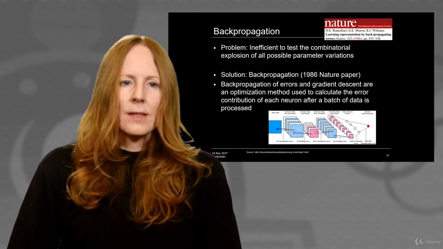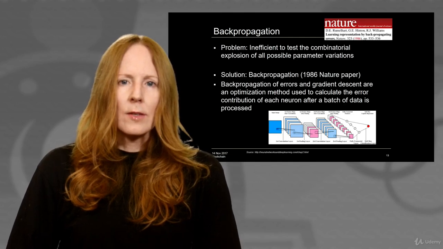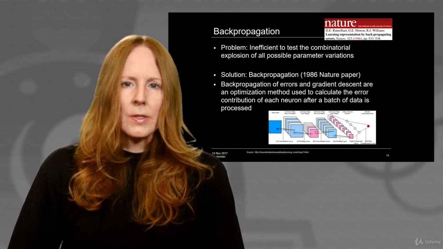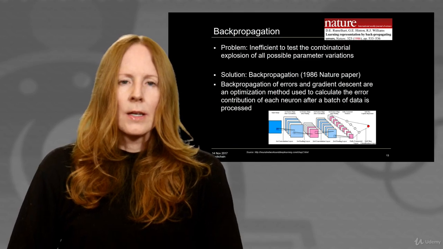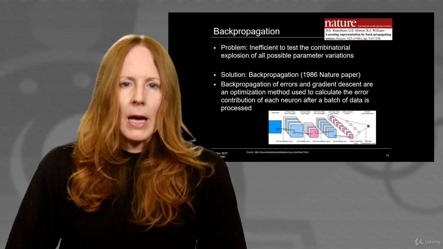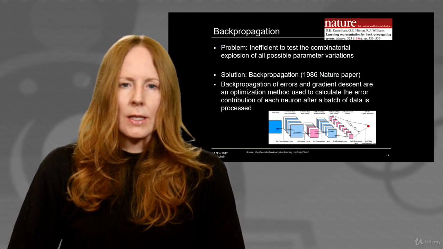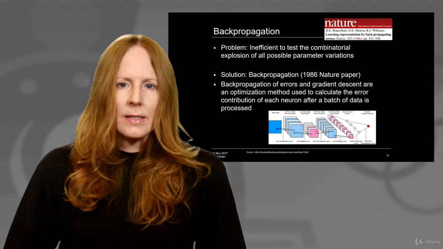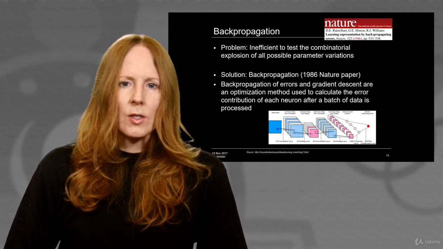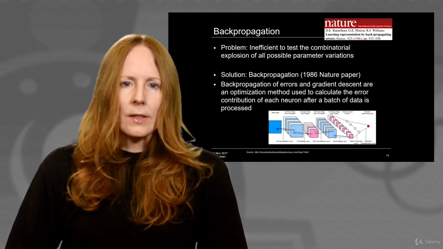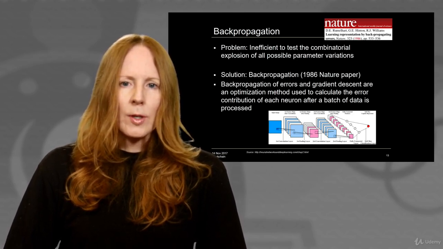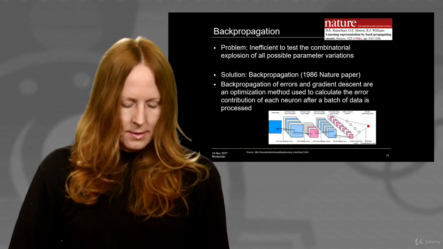You can quickly see the problem that might arise, which is that it's inefficient to test the combinatorial explosion of all possible parameter variations. So the solution proposed in a 1986 paper is backpropagation. And backpropagation continues to be a key research focus. We backpropagate the errors and gradient descent through the network as an optimization method to adjust and calculate the error contribution of each particular neuron or node after a batch of data is processed.